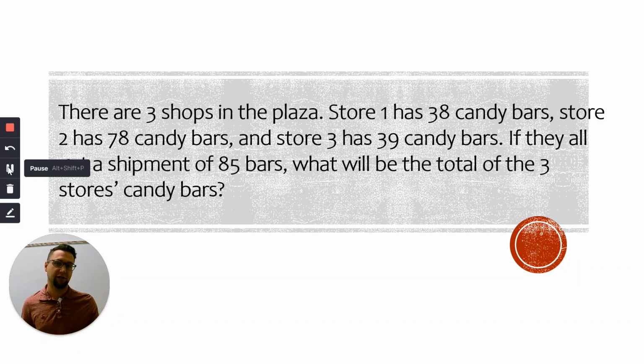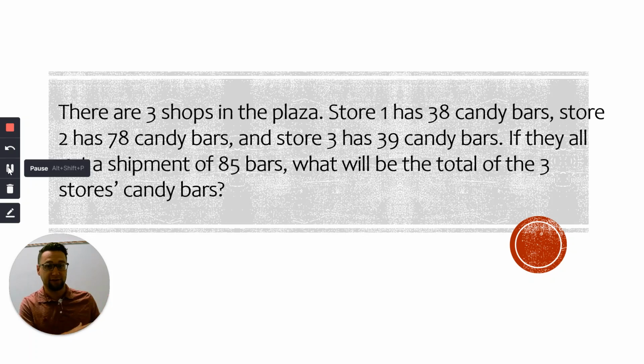There's a lot going on here. First, what is the question asking us to do? What do we need to find? What's the goal here? We need to find a total, and it says what will be, which means the future. What will be the 3 stores' candy bars after that shipment comes?